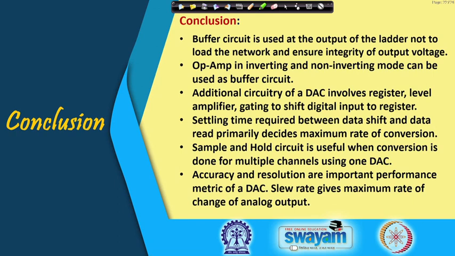Accuracy and resolution are important performance metrics of a DAC, and the tests we have seen, the monotonicity test and the steady state rate accuracy test, are the kind of tests that we perform to figure out if there are any issues in the conversion. Slew rate gives the maximum rate of change of analog output, and this is also an important quantity. And we also discussed one practical 8 bit digital to analog converter, DAC 0808, and we found how it is useful in converting a digital input to the corresponding analog equivalent.